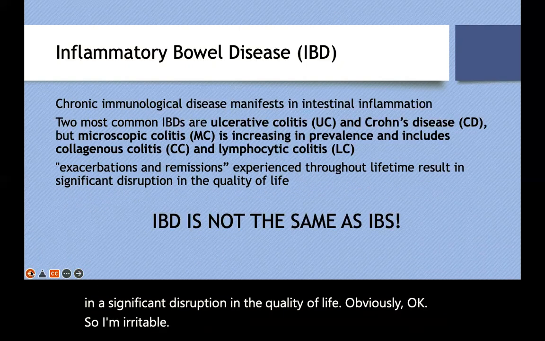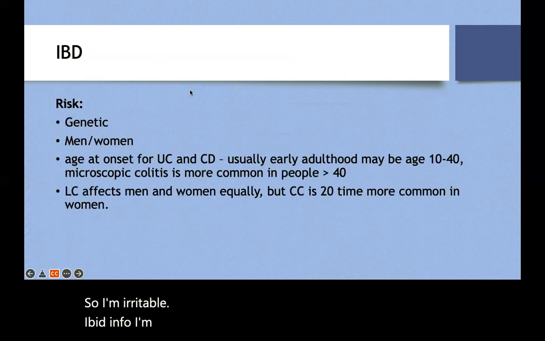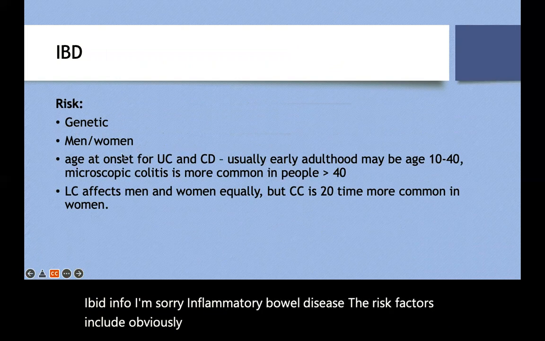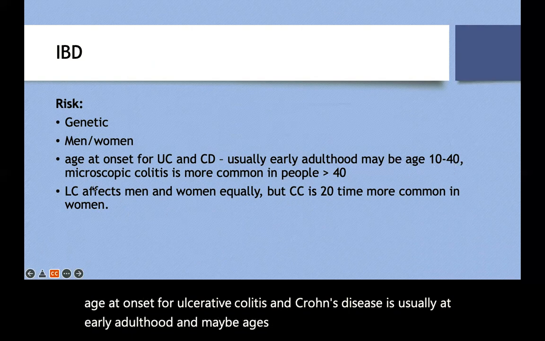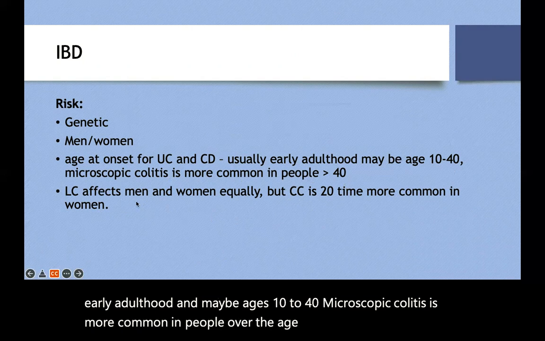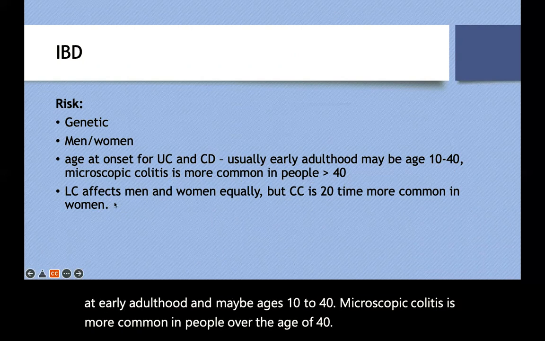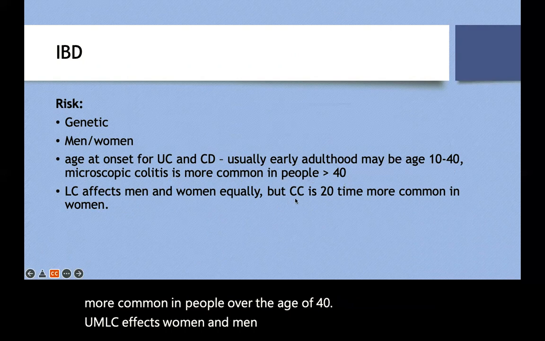Okay, so IBD, inflammatory bowel disease. The risk factors include obviously genetics. Men and women both get it equally. The age at onset for ulcerative colitis and Crohn's disease is usually early adulthood, maybe ages 10 to 40. Microscopic colitis is more common in people over the age of 40. LC affects women and men equally, but CC is 20 times more common in women.